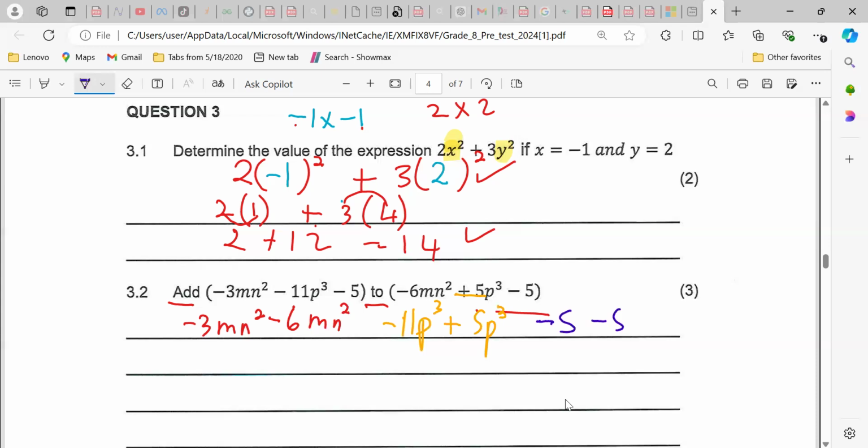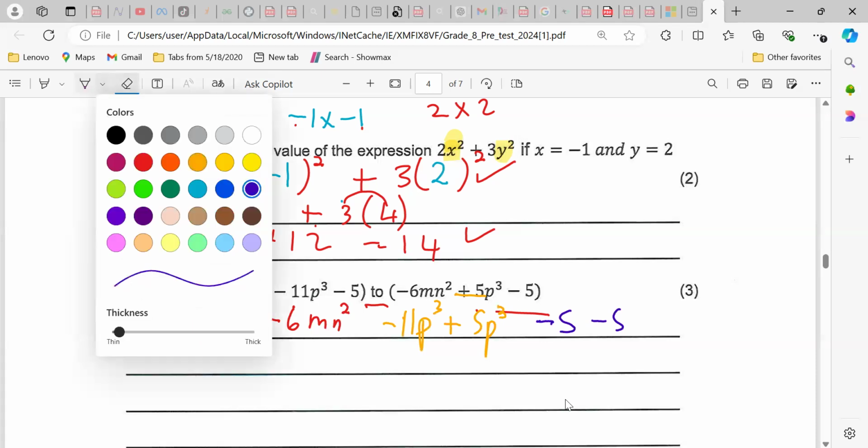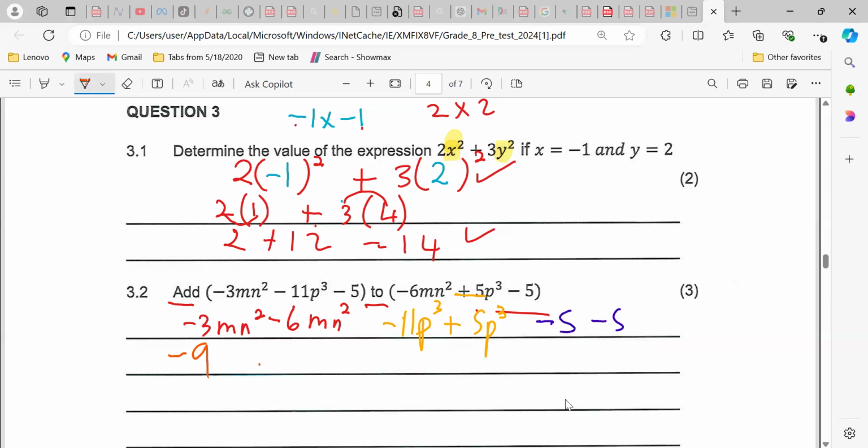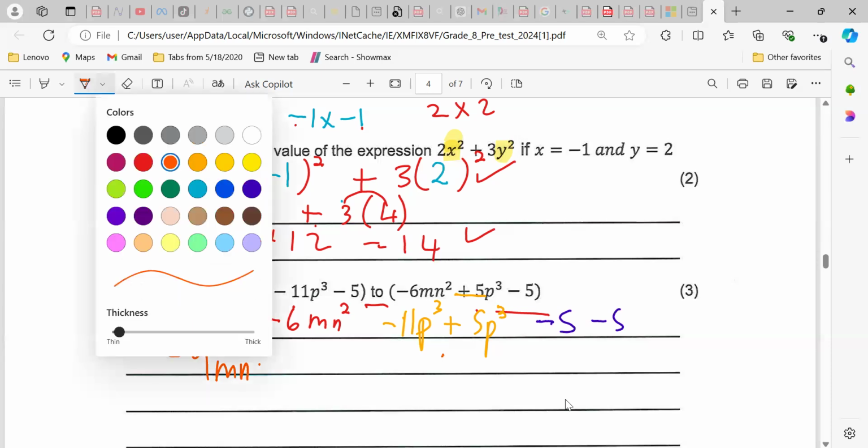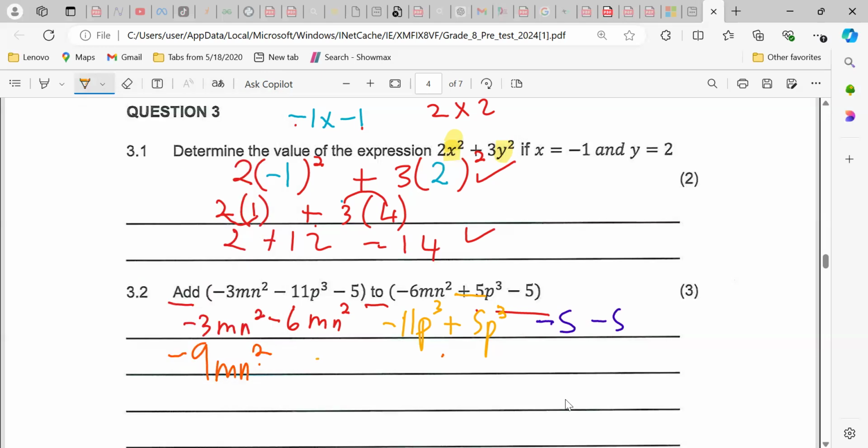Remember, if the signs are the same, we add and then we take the bigger sign. In this case, you have 3 plus 6. What is 3 plus 6? 9. And then which sign are we going to take? Negative. So I'm going to have -9m squared. Next, plus 11 and minus 5. If you have a negative and a positive, you subtract, and then you take the sign of the bigger number. So you have 11 minus 5. What is 11 minus 5? 6. And then we have p cubed. Which sign are we going to take? Positive or negative? We take positive.